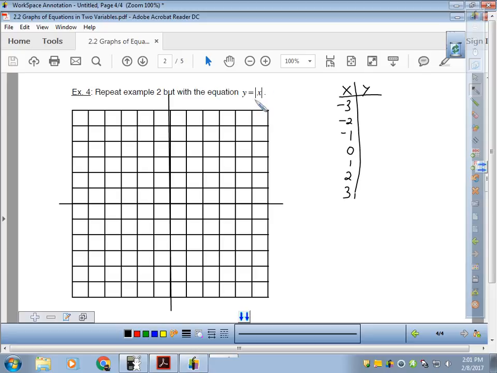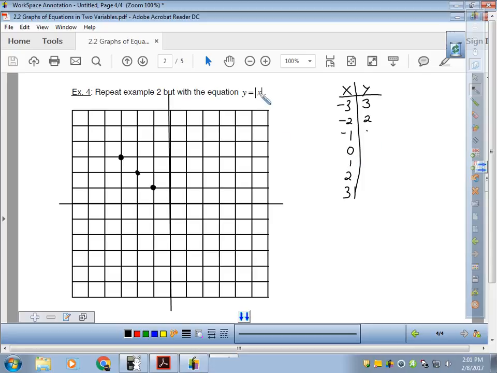Now if you don't remember from previous math classes, an absolute value takes whatever number is inside of it and turns it into a positive. So when we take negative 3 and we plug it in there, absolute value of negative 3 gives us positive 3. And then we can plot that point. Take negative 2 and plug in, absolute value of negative 2, we get positive 2. That point. Take negative 1 and plug it in, absolute value of negative 1, we get positive 1.